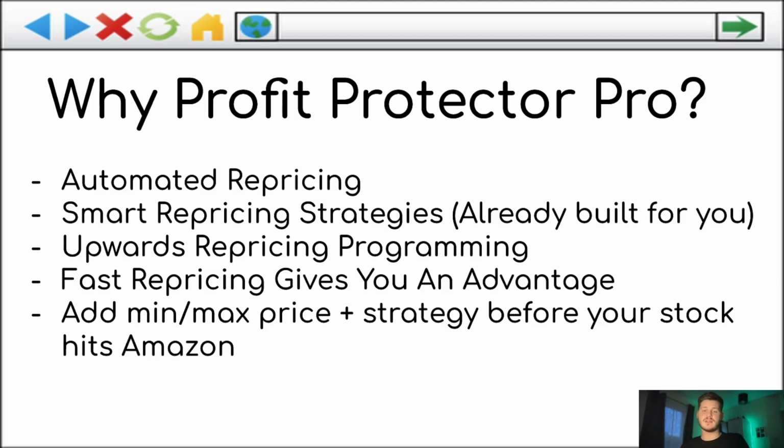You can add your min-max price and strategy before your stock hits Amazon. It has a Chrome extension tool as well that you can use. So at the same time as you're analyzing, you can add it to your Profit Protector Pro inventory with the repricing information already set up. So it's basically already done before your stock even hits Amazon. And once the SKU has been sent from Amazon to Profit Protector Pro, when you've listed it and you've started the process of sending it off, it can start repricing to get you in a very competitive spot. Again, right away, you hit the ground running with something like that. It's an absolutely awesome tool.